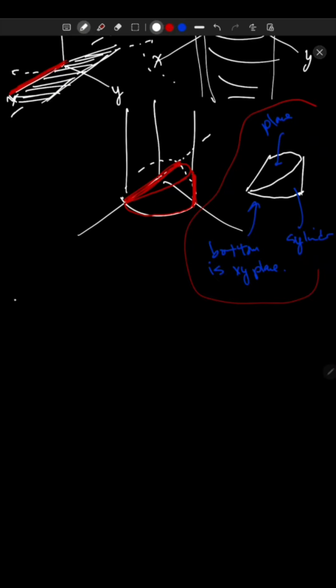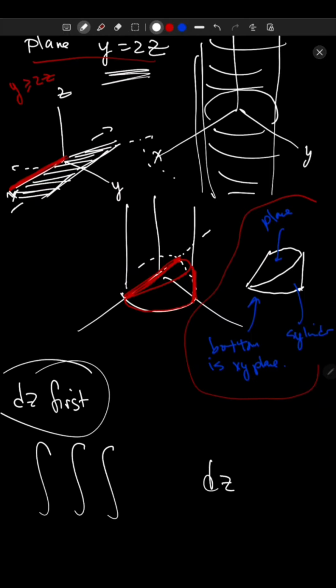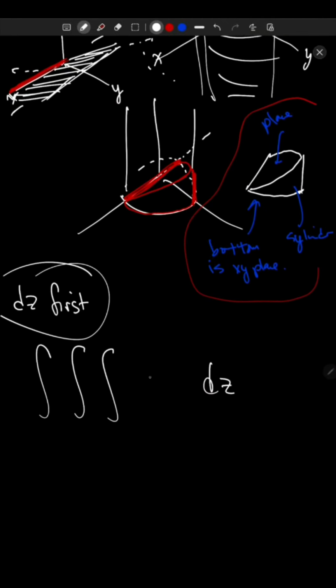If I want to do dz first, it's a triple integral, dz and then dx dy. The function we're integrating: we're finding the volume of this region, so the function we're integrating is just 1. Just like when we wanted to find the area of a region, we integrate 1. And in one variable, if we want the length of a segment, we integrate 1 from a to b and we get our length, b minus a. So the volume is the integral of 1.